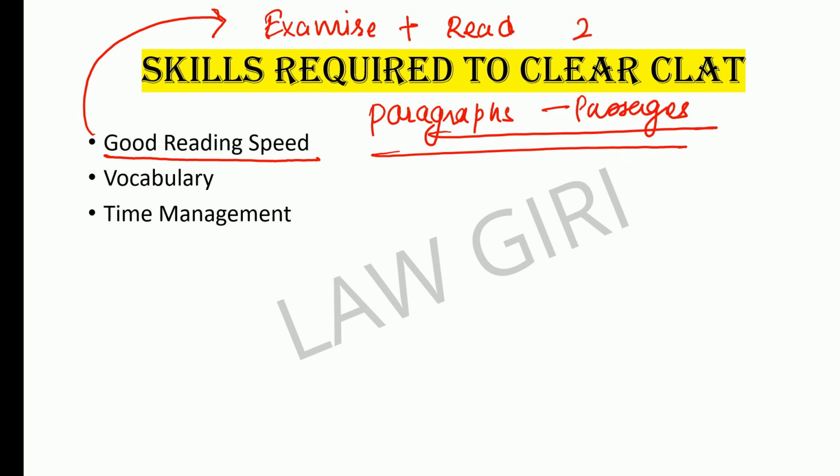Number 1, if your speed is very, very slow, I would say buy India Today magazine and start reading it randomly. Start reading it. Read it for hours together. Whenever you find time, start reading it.